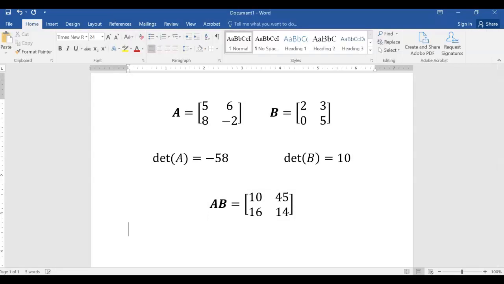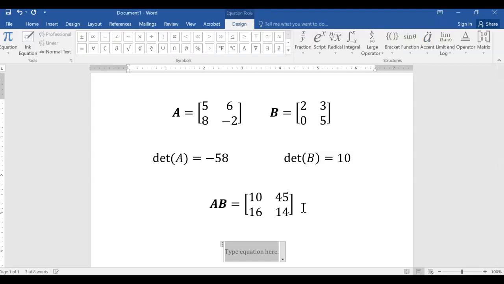Now, if my property is correct, the determinant of the product of this should be -580. So let's calculate the determinant of the product. Take the determinant of A times B. Okay, so 10 times 14 is 140. 16 times 45 is 720. When I take 140 minus 720, sure enough, I get a -580.